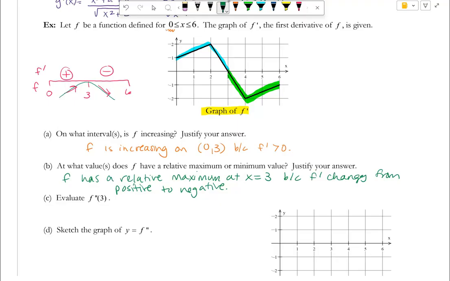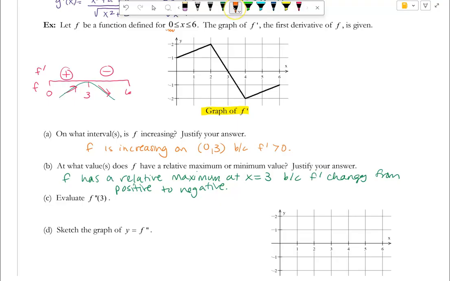In part C, we are asked to evaluate the second derivative. So we are asked to evaluate the second derivative at x equals 3. And I'm going to erase some of the highlighting that I put on here. If you're following along and you highlighted your text that color, you can leave it, obviously. If I'm evaluating the second derivative at 3, given my first derivative, I can only do that because the piece of f prime that includes x equals 3 is linear.